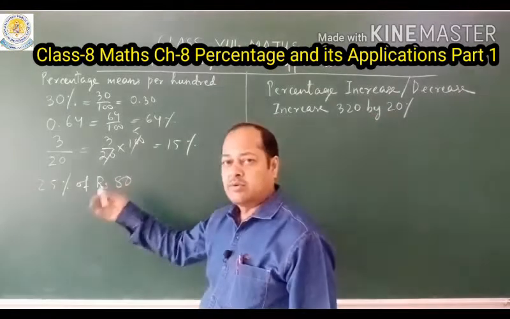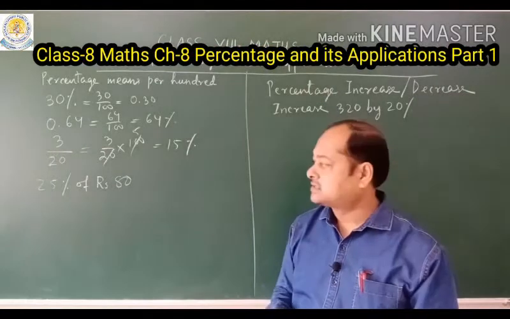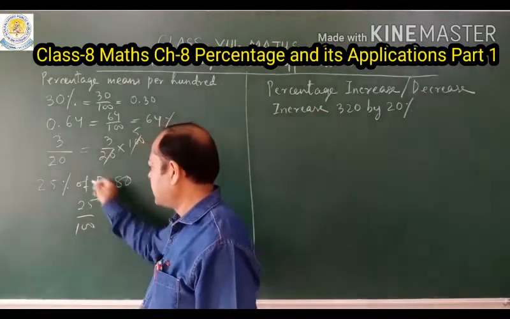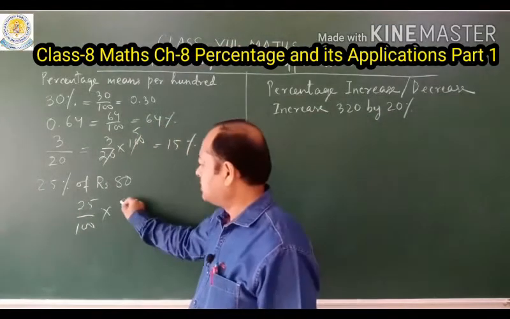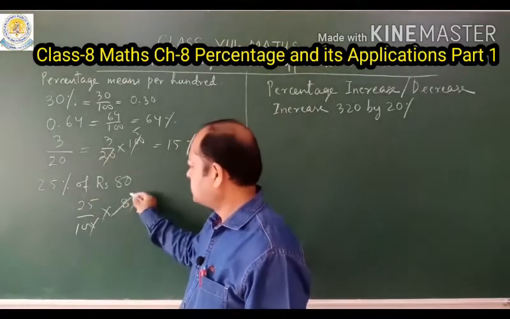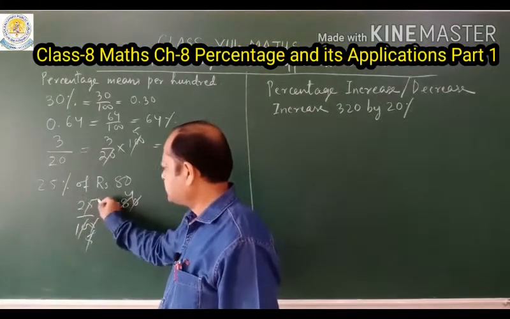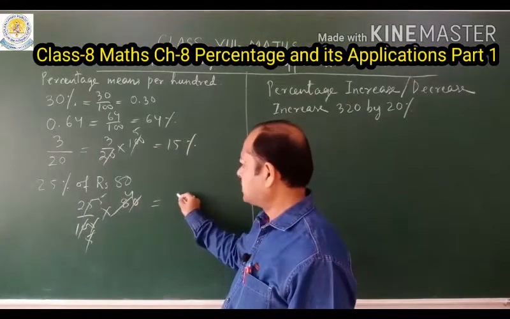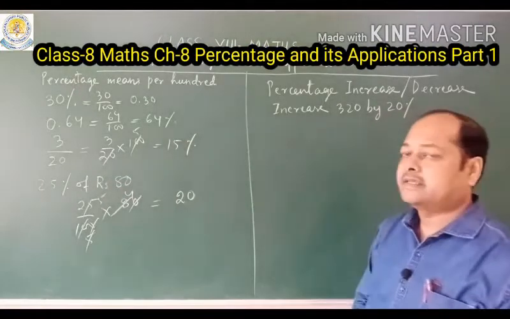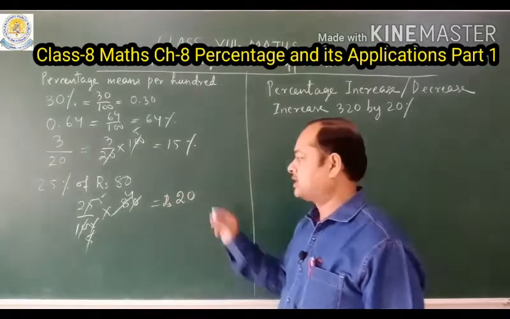Look here, one more application, 25% of 80. How to find 25% of 80? So 25% means 25 by 100, and of means multiply, and rupees 80 here. So the zeros cancel, and 2 can divide: 2 fours are 8, 2 fives are 10, 5 fives are 25. So 5 into 4 is 20. So what is 25% of 80? We got the value 20. And what is 20? That is rupees 20.